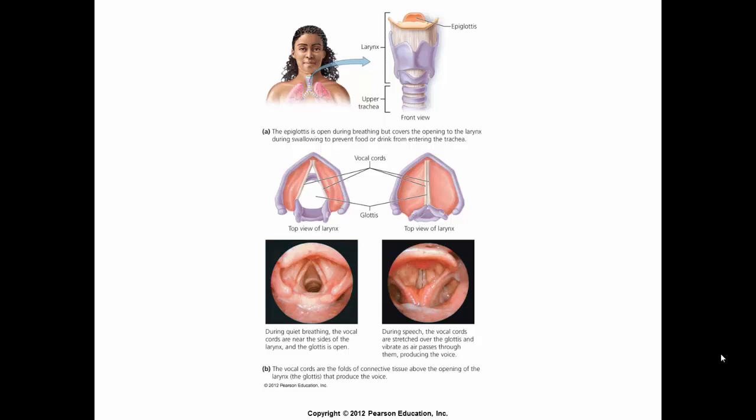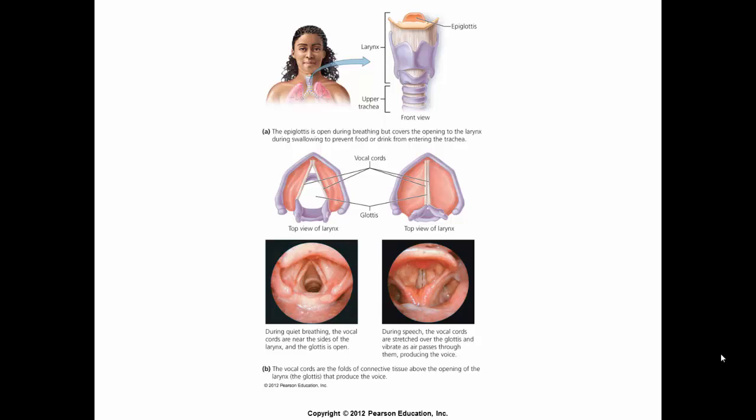It shows you your glottis at the top. The epiglottis is open during breathing, but covers the opening to the larynx during swallowing of food or drink, to prevent food from entering the trachea. And so you see the larynx, the glottis is the opening, and it shows you your vocal cords.